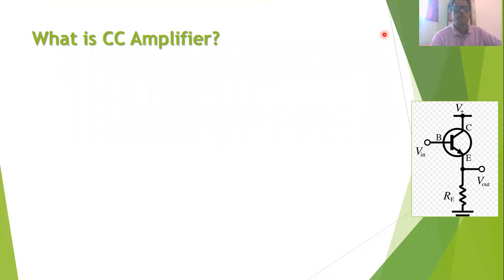So let us first of all understand what we mean by a CC amplifier or common collector amplifier. Friends, as you know, the transistor has three terminals: emitter terminal, base terminal, and collector terminal. The emitter terminal of the transistor can be made common to input and output. Also, the base terminal of the transistor can be made common to input and output. It is also possible that the collector terminal of the transistor can be made common to both input and output.